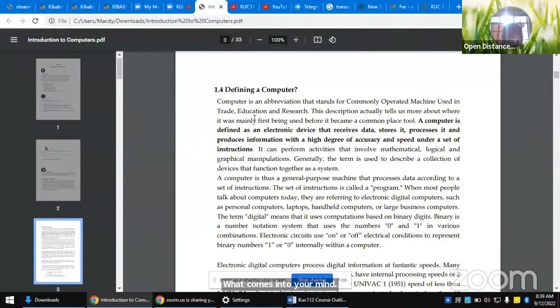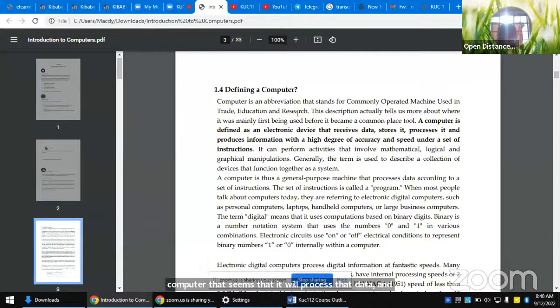What comes into your mind is that, of course, a computer is an electronic device. When you ask most people, they say it's an electronic device. Then there are certain things when you are defining a computer that you must not miss out of your definition. You must not miss something to do with the processing, the input, and the output, because that is very key. Any computer that receives data will process that data and give you an output.